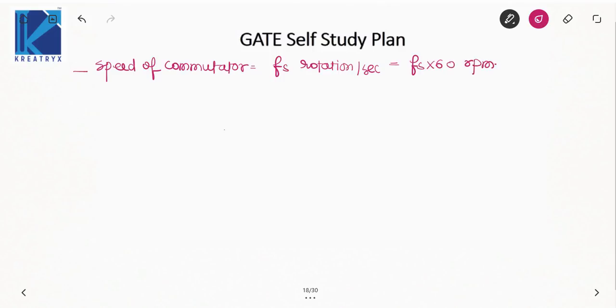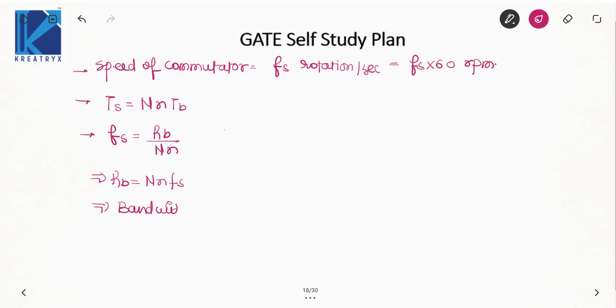This formula is important. I have already calculated the frame size. This is N into n into TB. So I can also calculate the sampling rate from here. The sampling rate comes out to be the bit rate divided by small n into capital N, or the bit rate can be written as capital N into small n into Fs. The bandwidth is Rb by 2.